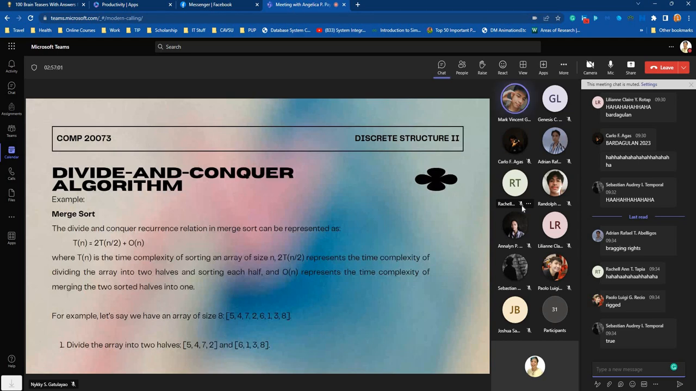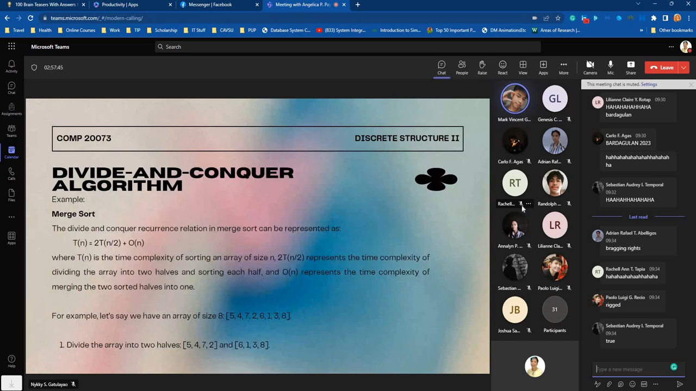The third step. The divide and conquer recurrence relation can be represented as T of n equals 2T of n by 2 plus O of n, where T of n is the time complexity of an array of size n. O of n represents the time complexity of merging the sorted halves.